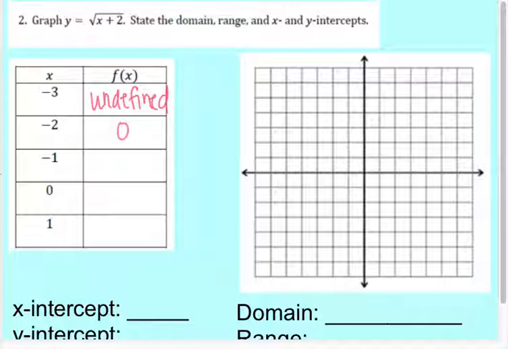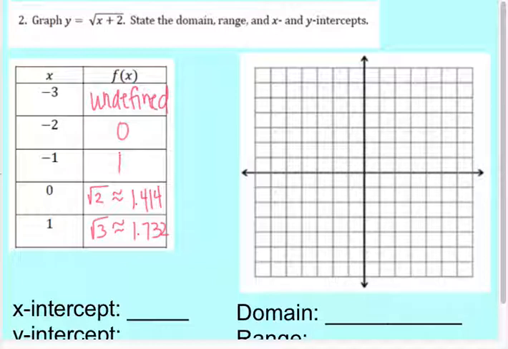Negative 1 plus 2, well, that gives me 1. The square root of 1 is 1. 0, well, that would give me 0 plus 2, square root, so it gives me the square root of 2. And if I type that into my calculator, it's approximately 1.414. And 1, if I plug in 1 plus 2 is 3, so I get the square root of 3. So that is approximately 1.732. So let's go ahead and graph this.